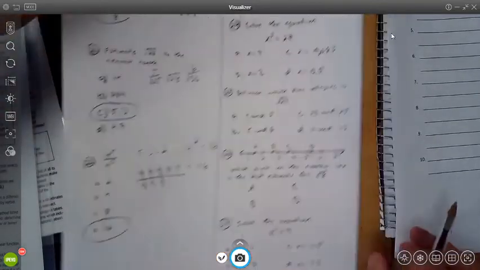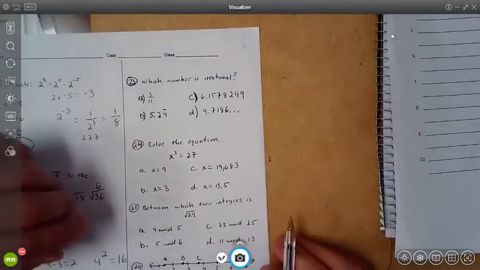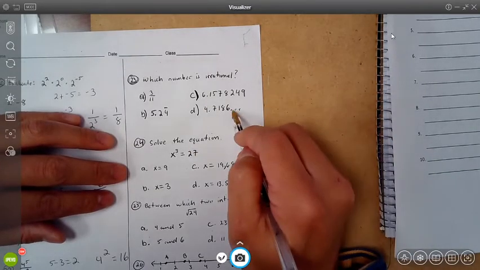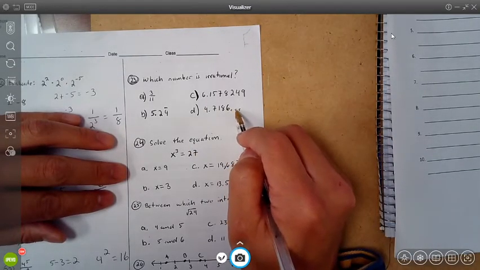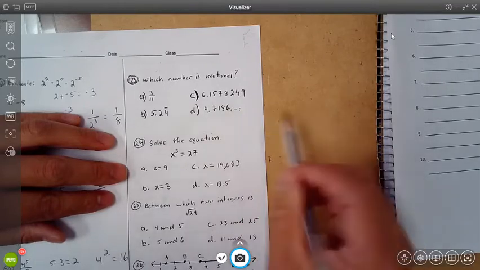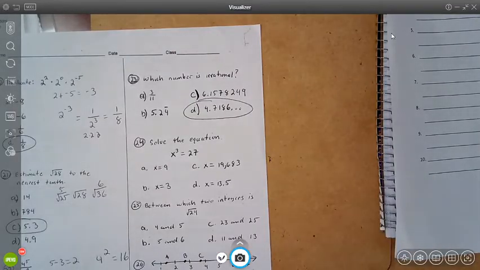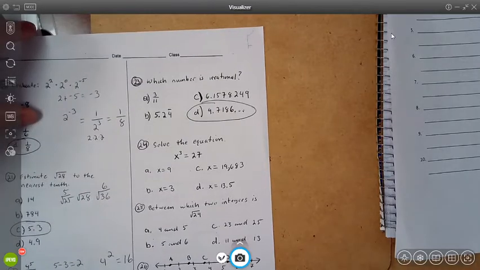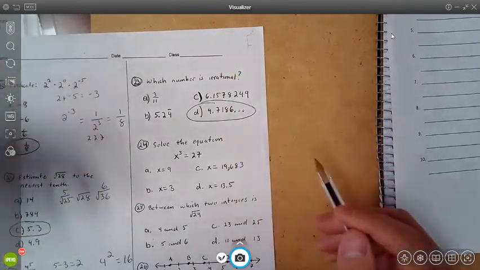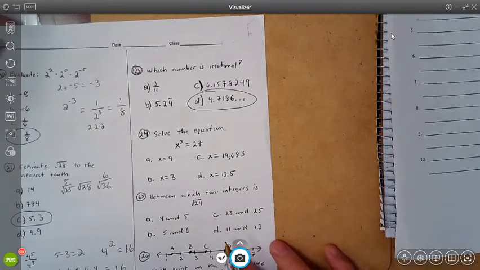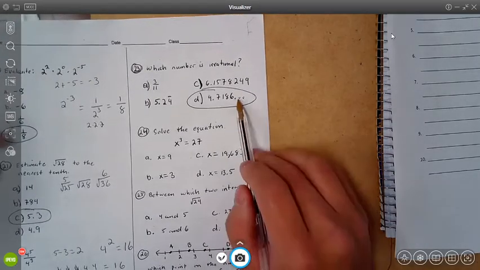Number 23, which number is irrational? Well, there's only one with one of those visual indicators, that's a non-terminating, non-repeating number. Okay, so that's option D, irrational. Remember, for irrational numbers, you have three visual indicators: three dots, pi, or the square root of an imperfect square. We only see that there.